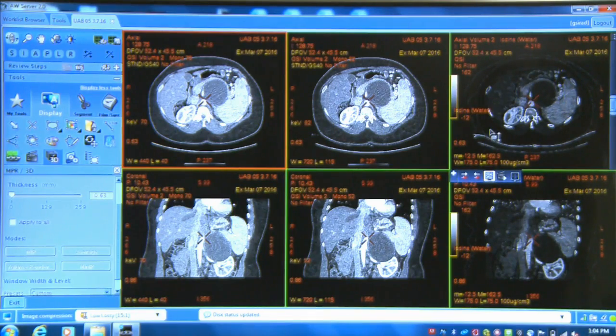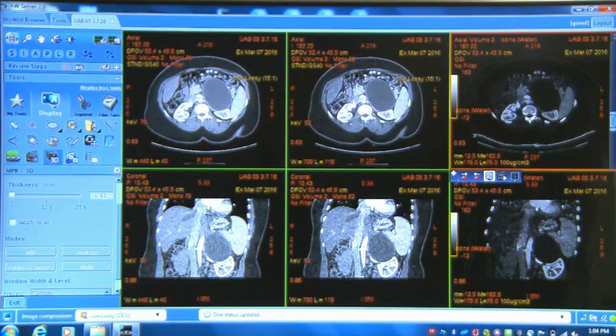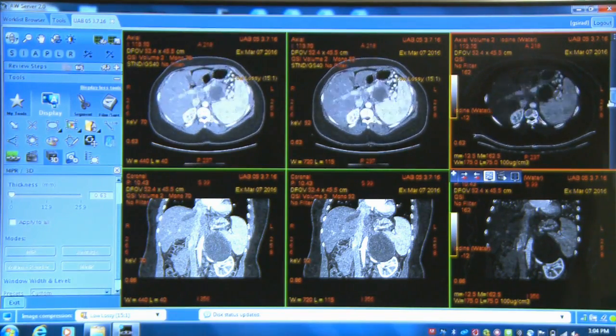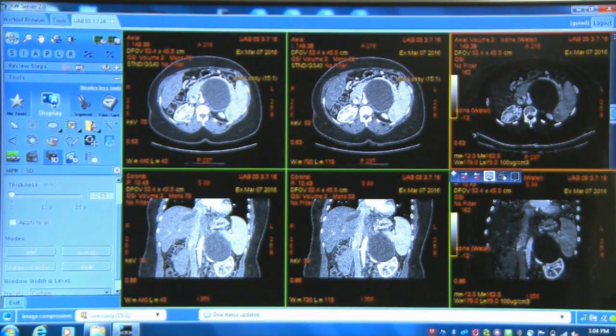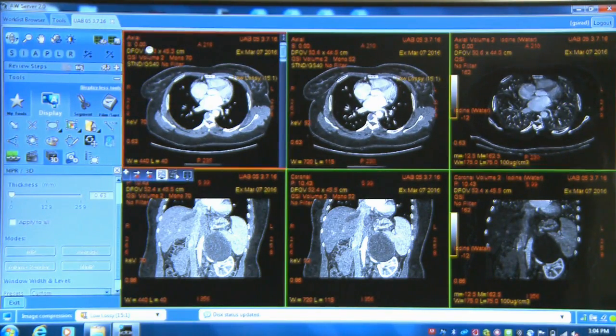Okay, now we're looking at a patient who has a fairly large cystic lesion near the body of the pancreas. This patient actually had clinical acute pancreatitis several weeks earlier, and now we're looking at this collection, which we know to be a pseudocyst from a disconnected duct. I'm just going to make it a bit bigger.